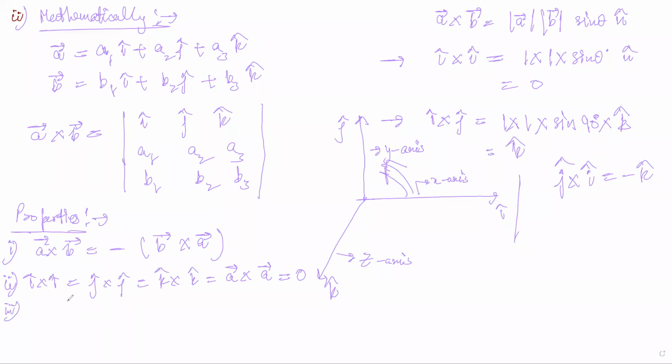Now I, J, K follow a right-handed system. In a right-handed system, I cross J would be equal to K. So this revolves like this: I to J, then J to K, then K to I. So if you are multiplying K cross I, you will get J. If you are multiplying I cross K, then you are reversing the direction, so you will get J, but minus J. So I cross J is equal to K, then J cross K is equal to I, and then K cross I is equal to J. If the order changes, then you will put a negative sign.